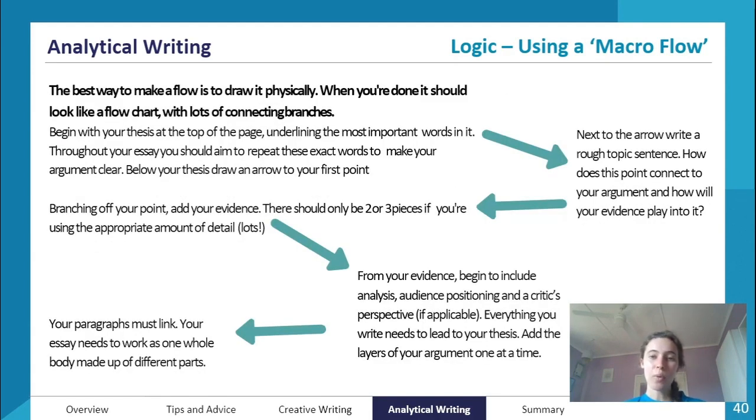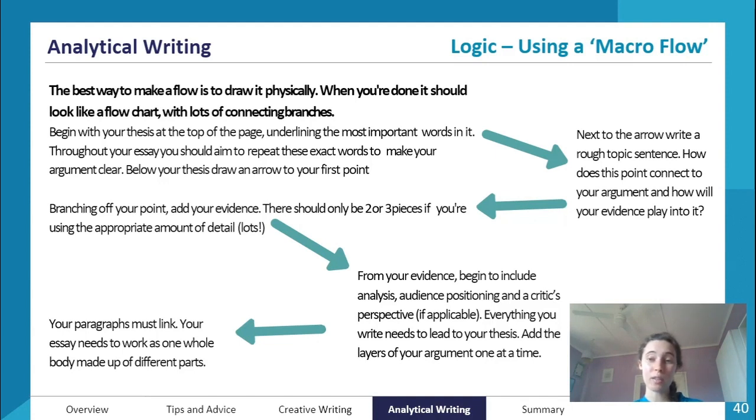Here is a bit of an example of how you can use a macro flow with this diagram here. So the best way to do it is to draw it physically. So if you've got some paper, you can do a quick sketch with notes and arrows. And it should look a bit like a flow chart with lots of connecting branches. So you would start with your thesis, underlining the most important words in it as well. And then you should try and repeat those words to make your argument really clear.